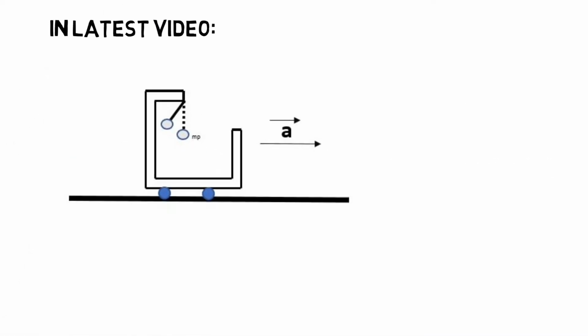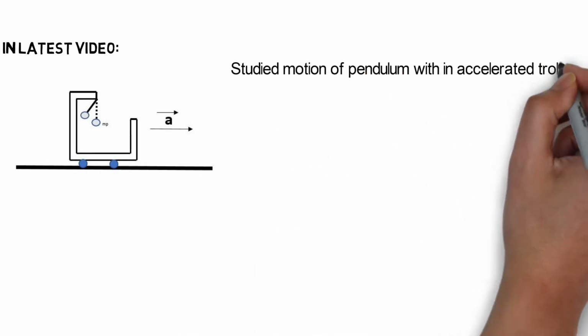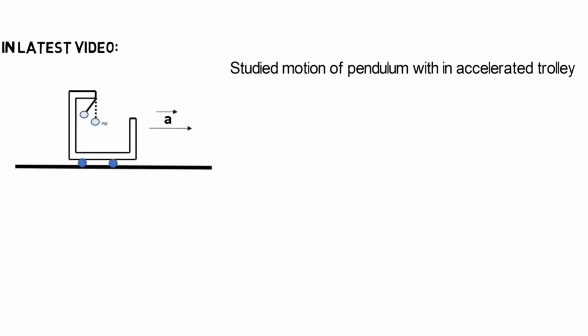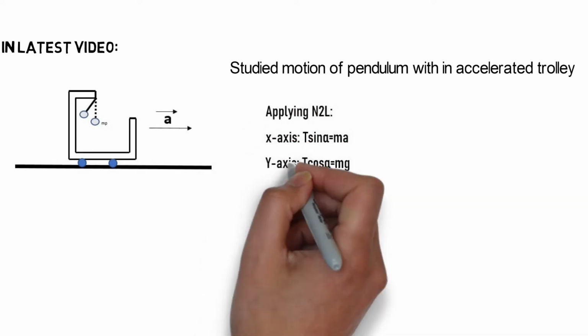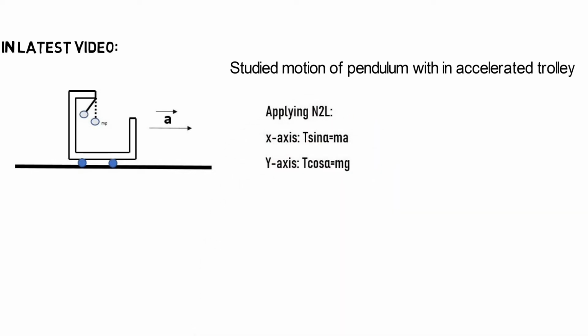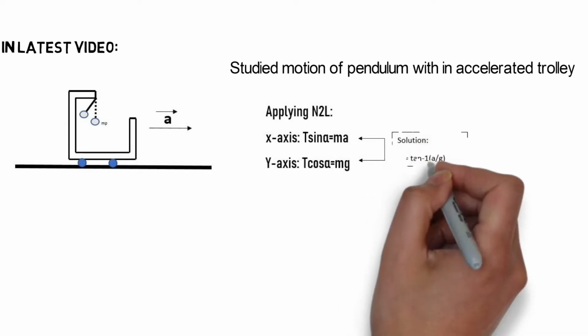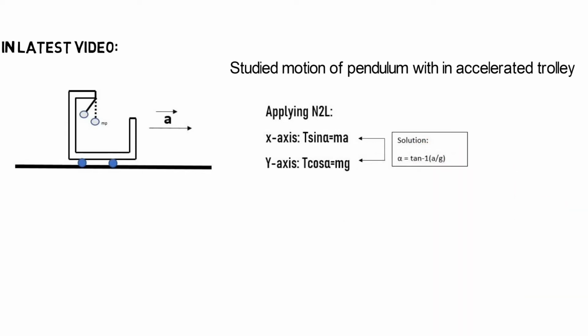In the latest video, we solved this exercise, where we want to study the motion of a pendulum within an accelerated trolley, and we want to calculate the angle of inclination of the pendulum from its original vertical position, given that the acceleration is equal to a. So we applied Newton's second law on the pendulum along both axes, and we got that alpha, the angle of inclination, is equal to shift tangent a over g.